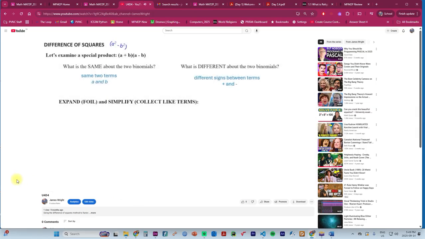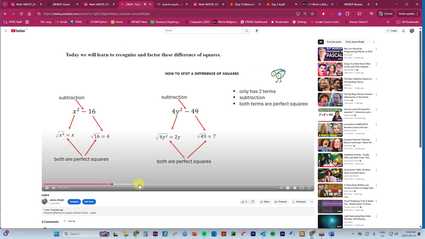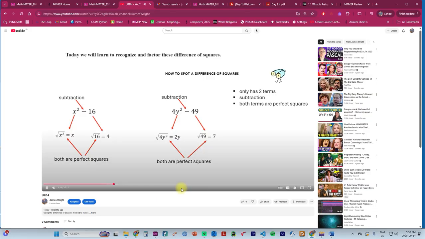Today we're going to look at a special type of factoring, something called the difference of squares. In this example, given two binomials, a plus b times a minus b. I'll click a little further on. Square root of 16 is 4. Is x squared and 16 separated by a subtraction sign? Yes. Skip ahead a little bit more.